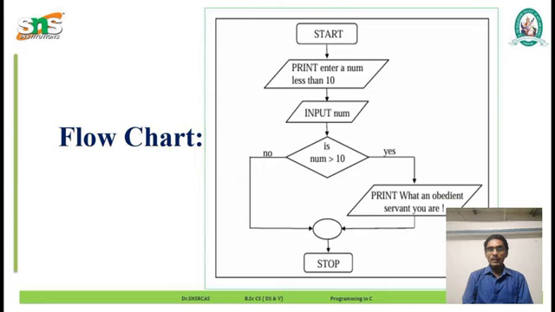Here the variable number is checked whether it is greater than or equal to 10. If the condition is true, then the print statement on the right side, what an obedient servant you are, will be printed. If the condition is false, then it will be skipped and goes to the end of the program.